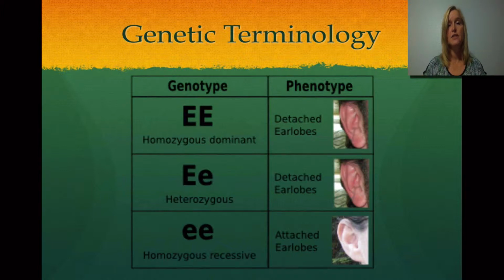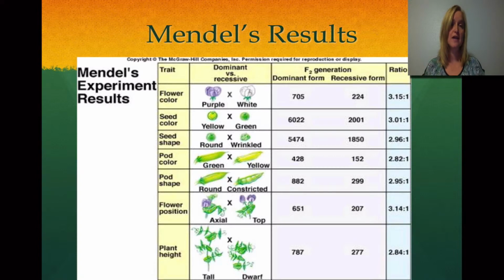And then also we get genotype and phenotype. The phenotype is the actual trait that's going to show up in the individual or in the organism. On this graphic, it shows the earlobes. So you have detached earlobes, and then you have attached earlobes. In Mendel's case, the phenotype was the flower color or the seed color, the seed shape. These different traits, what actually shows up in the organism, is the phenotype.